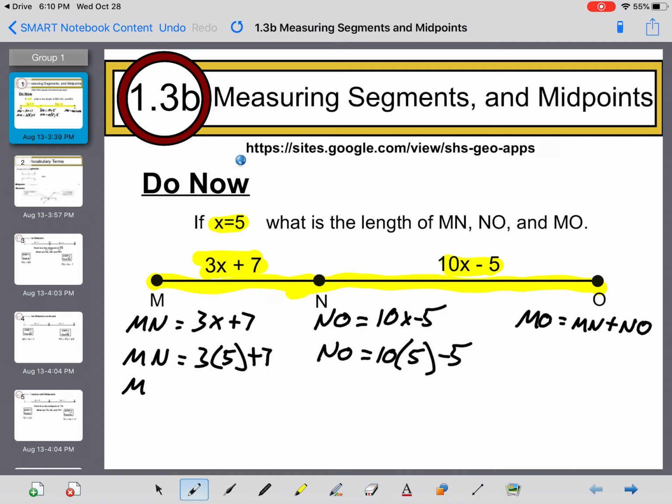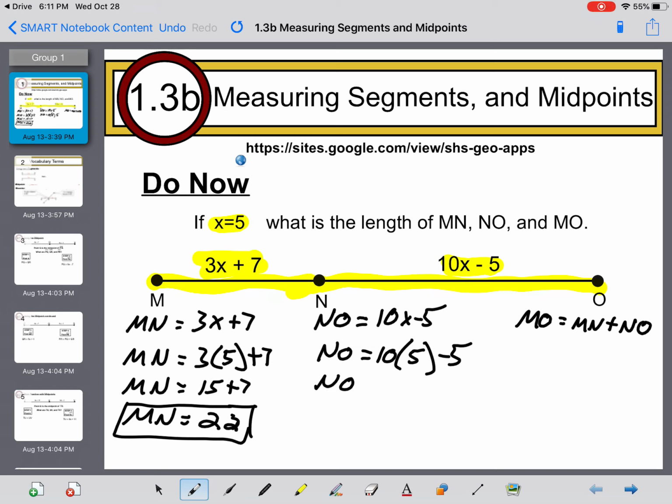And from here, it's just normal simplifying expressions. 3 times 5 is 15, plus 7 is 22. All right, 10 times 5 is 50, minus 5 is 45. So now that you know MN and NO, you can plug in their values to find the length of segment MO. MN is 22 plus 45, and that makes 67.